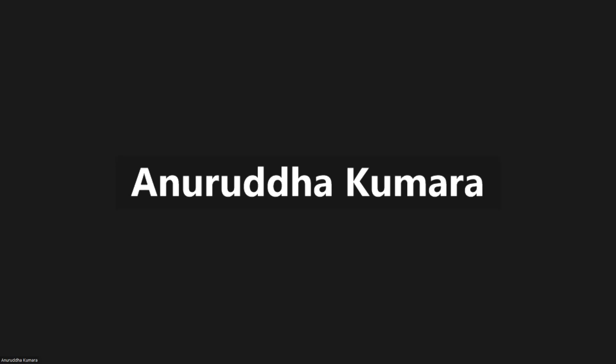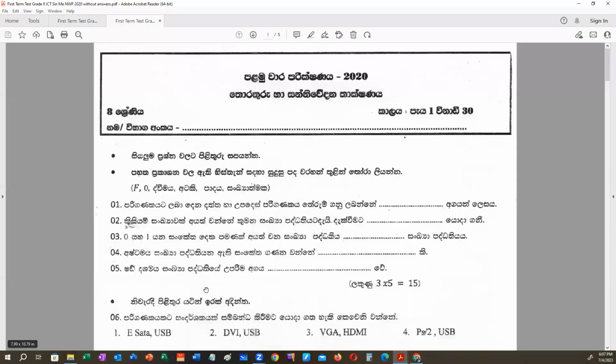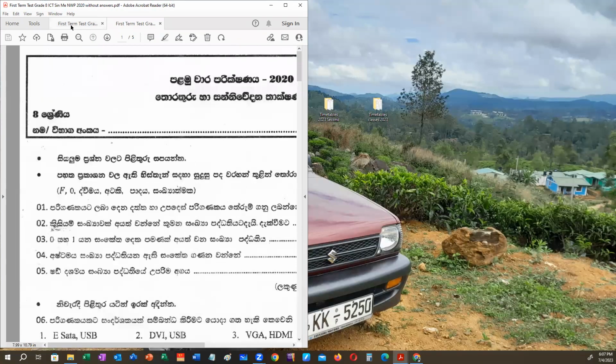I inserted a voice message into the WhatsApp saying that I would be doing the 2020 first term test today. Till the others join, let's start. Very good message. Let's move to the paper. Next week, your exam will begin, because of which we are going to do the paper today. This is the Sinhala one, and let's have the English one too.